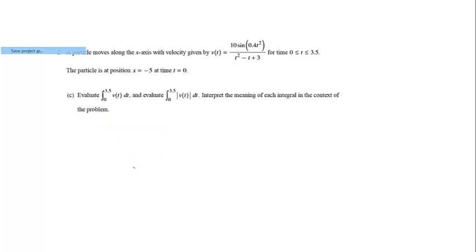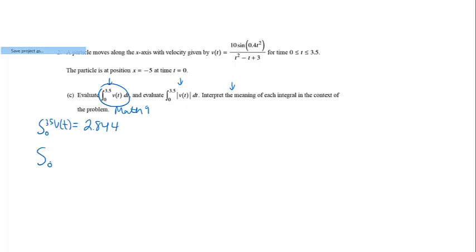Part C, we're going to evaluate the integral from 0 to 3.5 of v of t, and then calculate the integral from 0 to 3.5 of the absolute value of v of t, and then interpret the meaning of each integral in the context of the problem. So there are a few things that I need to do. I'll find this, I'll find this, and then I need to interpret the meaning. This first one is simply typing it in our calculator. We can do math 9 to do that. If I type that in, I am going to get 2.844. So I could say the integral from 0 to 3.5 of v of t is equal to that.